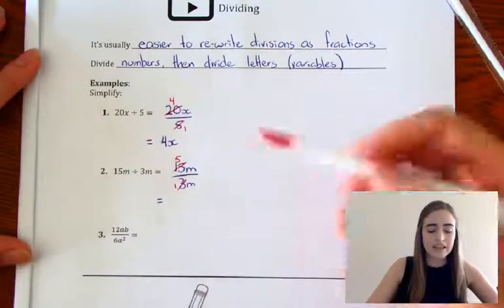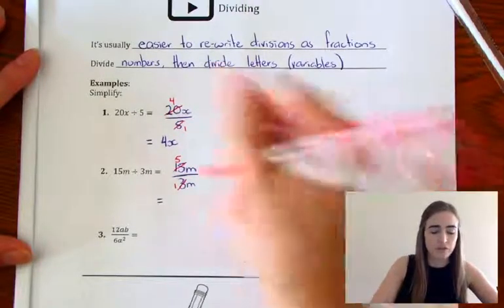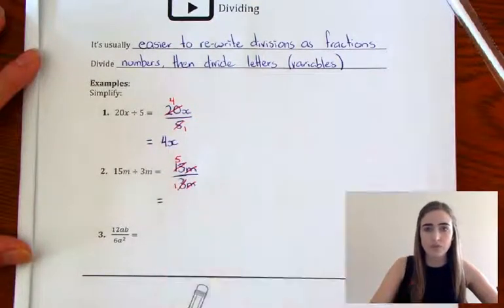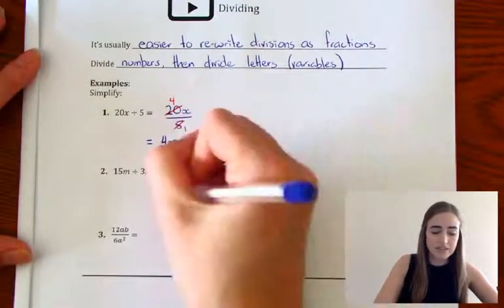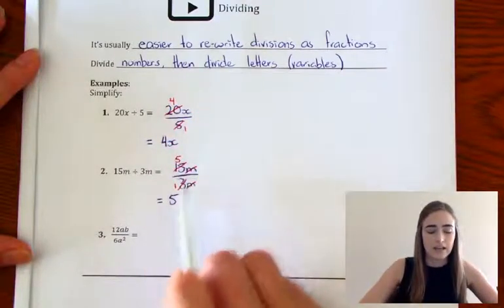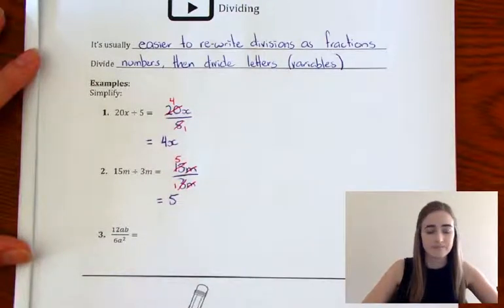Now we can look at the letters. Because there's an m on the top and an m on the bottom, we can divide through and they'll cancel each other out. So we've crossed them both off. So that will just leave us with a 5, because there's a 5 on the top and that's it. And there's a 1 on the bottom, and like we said, if it's a 1 on the bottom, we don't have to write it down.